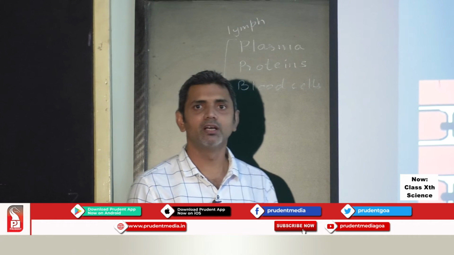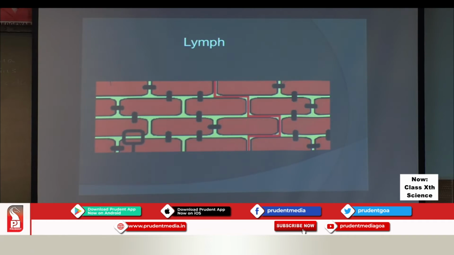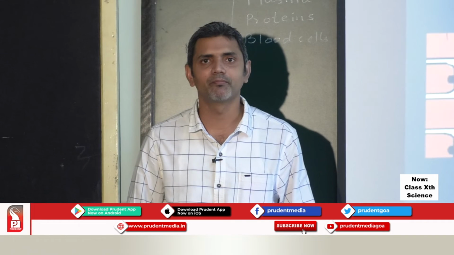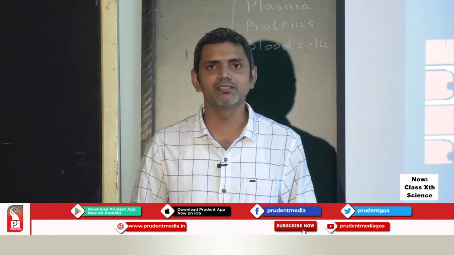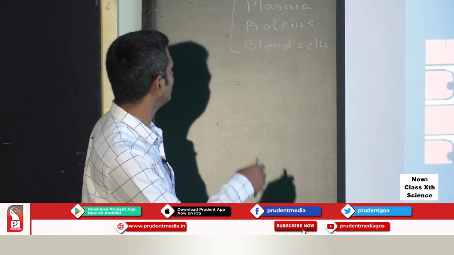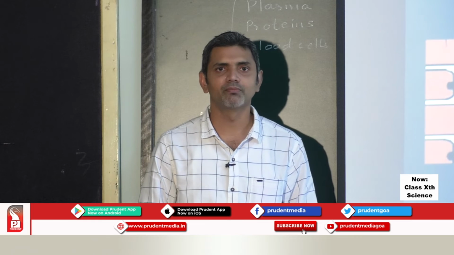So lymph consists of plasma, proteins, blood cells. If we compare lymph with plasma, plasma is yellow in color, whereas lymph is colorless. Lymph consists of less amount of proteins. Now lymph performs two important functions.